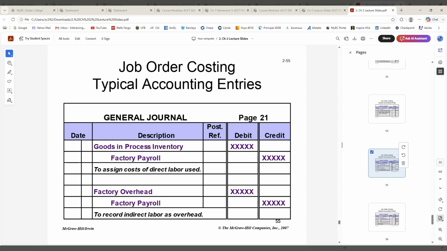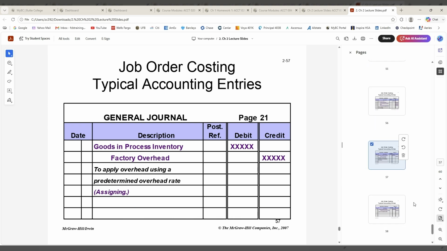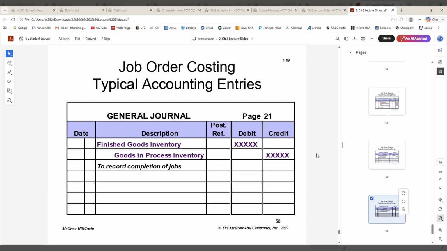Okay, let's continue on here. So that was number 8. And then notes, question number 9 says, what journal entry is required to assign overhead? So MOH, manufacturing overhead, to WIP. And then we saw that one here also. So let's keep looking through.